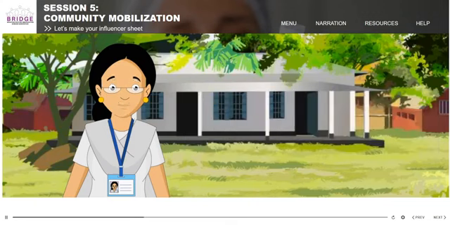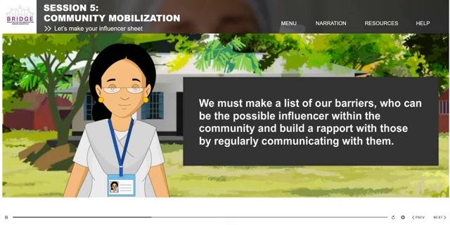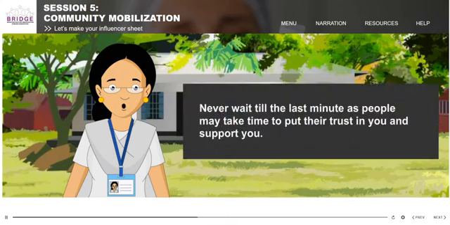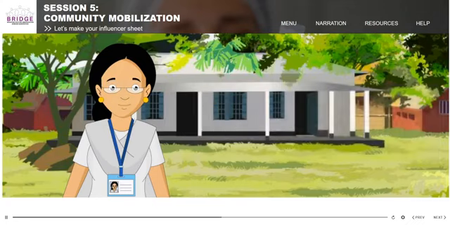To make our work simpler, we must make a list of our barriers, who can be the possible influencer within the community, and build a rapport with those by regularly communicating with them. Never wait till the last minute, as people may take time to put their trust in you and support you. Let us look at an example.